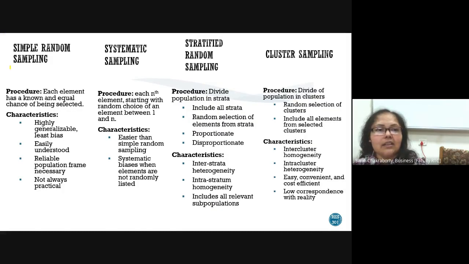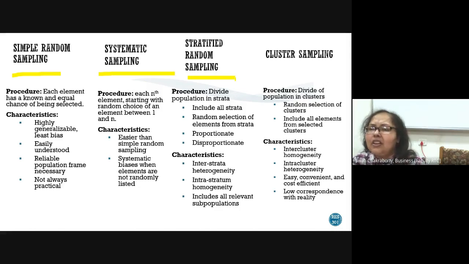See this? These are the different types of probability sampling. Simple random sampling, the procedure: each element has a known and equal chance of being selected. Characteristics: highly generalizable, least bias, easily understood, reliable population frame necessary, but not always practical. Systematic sampling: every nth element, starting with a random choice of an element between 1 and n. Easier than simple random sampling. Systematic biases when elements are not randomly listed.